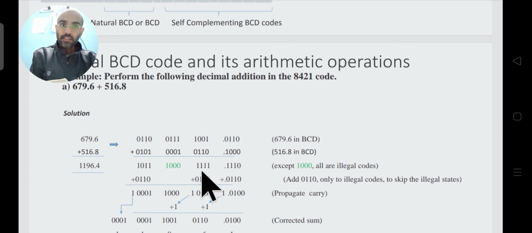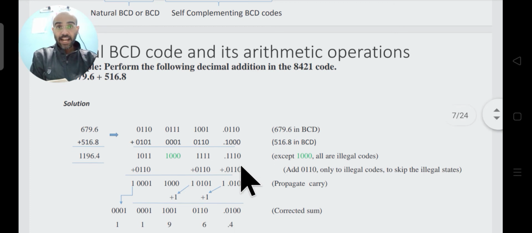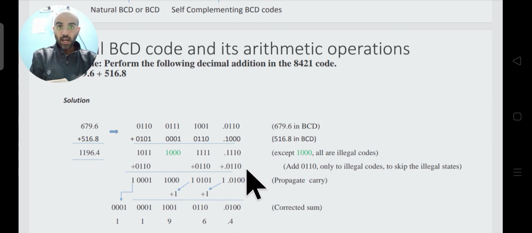This is also an illegal code in BCD, and this is also an illegal code in BCD. To every illegal code we add 0110, that is 6, to skip the illegal states. That is the reason. Now let's add them up and see what happens. Again, if there is no carry forward from the group after performing this addition, then we will see whether the answer is a legal state or an illegal state.